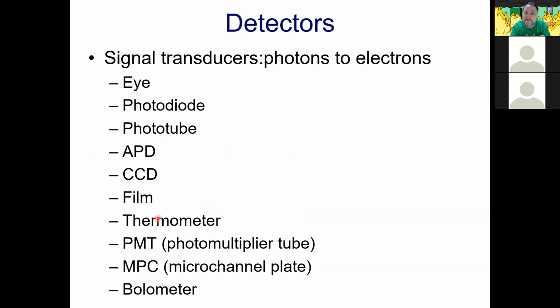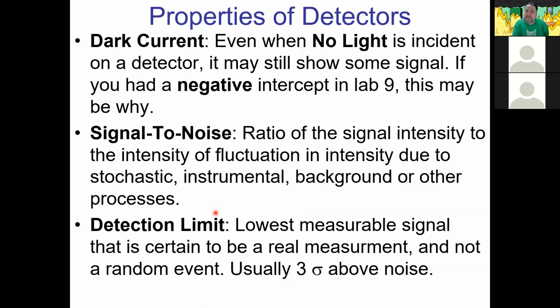Okay, so signal transducers, where you're going from photons to electrons, but you could use your eye, a photodiode, a phototube, an avalanche photodiode, a charge coupled device, photographic film, a thermometer, a photomultiplier tube, a microchannel plate. That's what infrared night vision goggles use, a microchannel plate, a bolometer. Lots of different ways we can get these photons into something else.